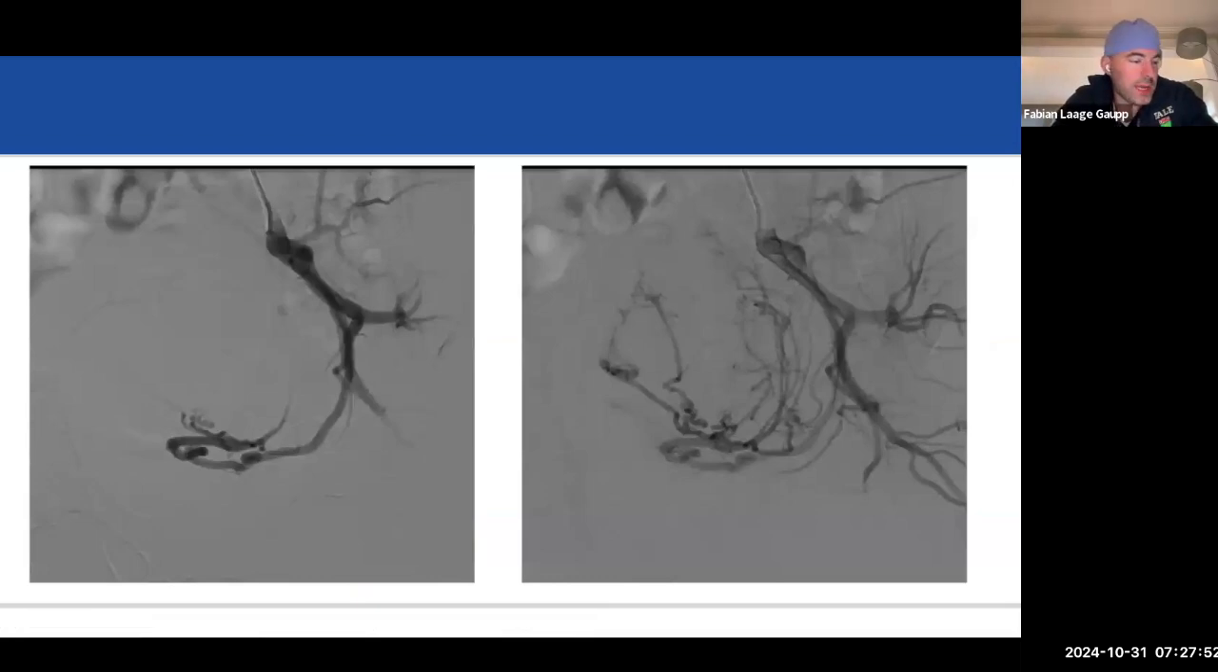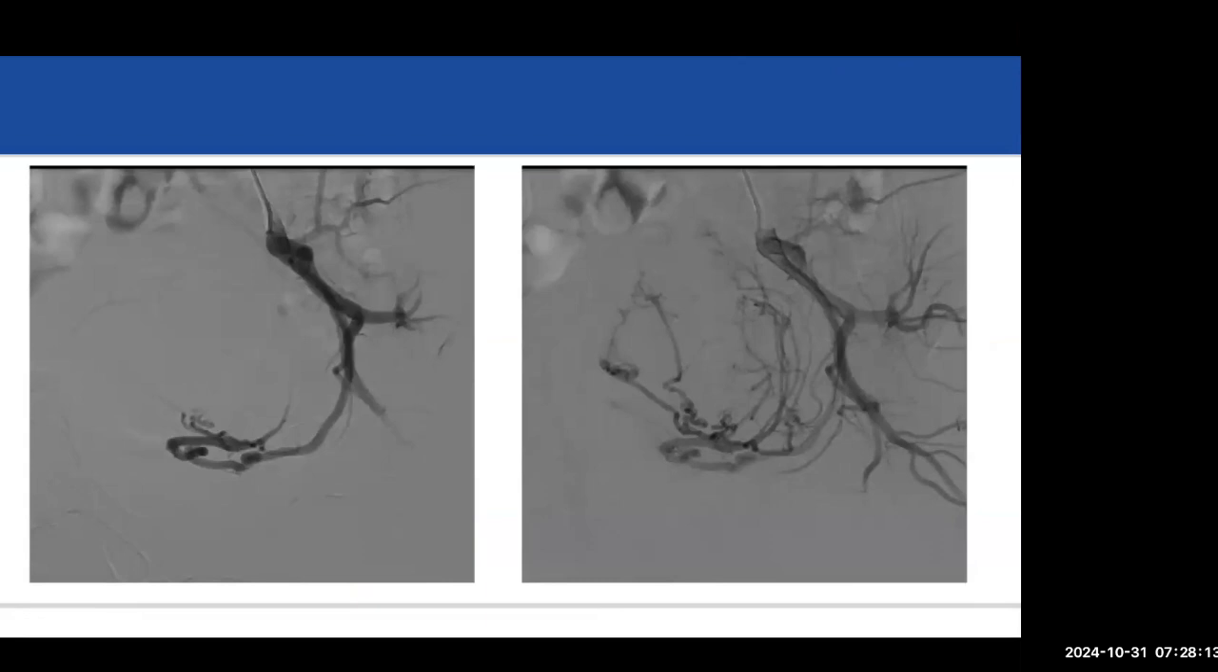All right, great. So now you have your access. Now you go down into the iliac arteries with, let's say, a 5 French catheter. This is like a 5 French Bernstein. How do you angle your tube in order to access the internal iliac artery? What's the easiest way to do that?